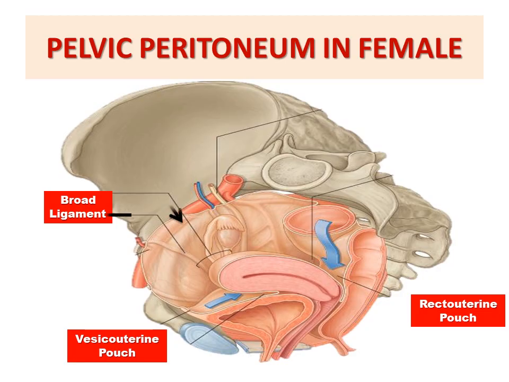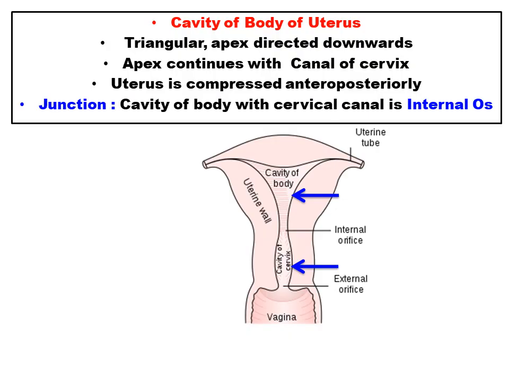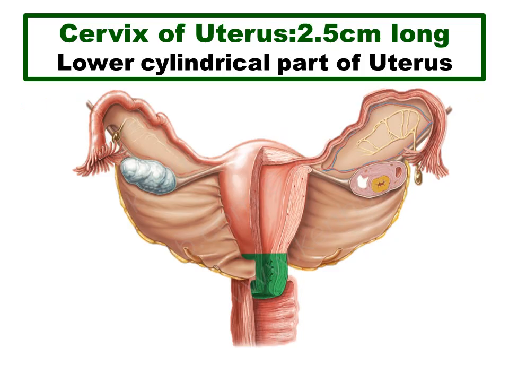The lateral view showing the broad ligament, the recto-uterine pouch and vesico-uterine pouch. The cavity of the body of the uterus is triangular, the apex is directed downwards and is continuous with the canal of the cervix. The uterus is compressed anteroposteriorly. The junction between the cavity of the body and the cervical canal is the internal os.